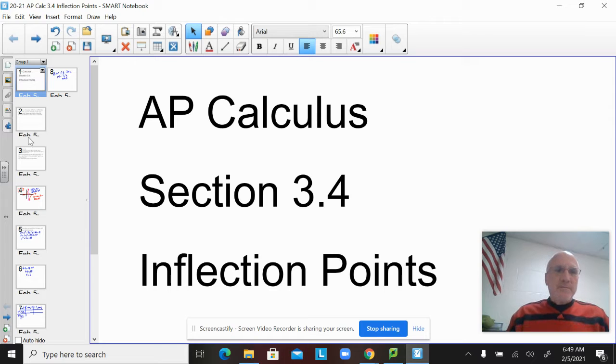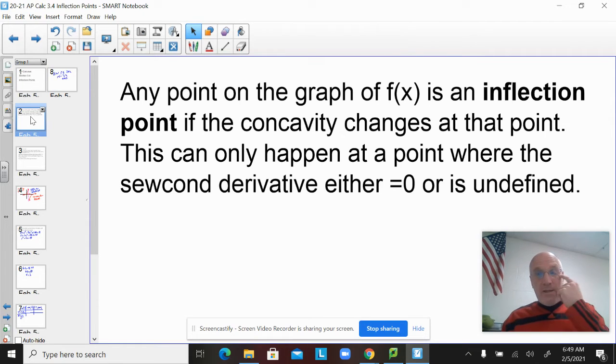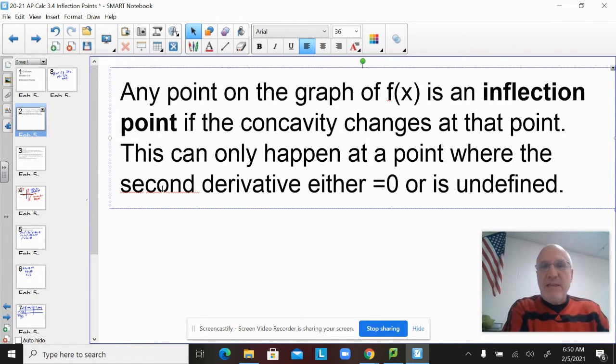All right, let's talk. We're defining what an inflection point is, and the distinction here is keeping straight an inflection point versus a critical number. So this says any point on the graph of f of x is an inflection point if the concavity changes at that point. This can only happen at a point where the second derivative is either equal to 0 or is undefined.